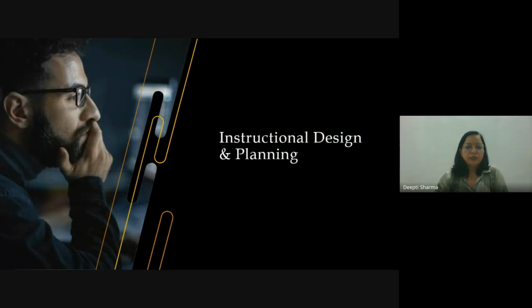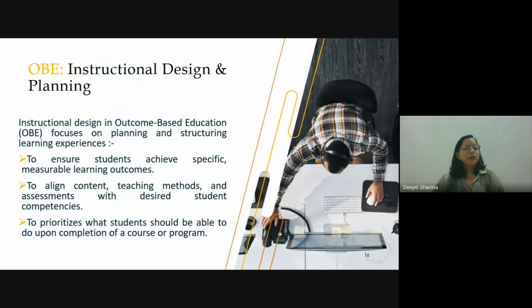And now the next thing is instructional design planning. So how can we plan? Instructional design in outcome-based education focuses on planning and structuring the learning experience to ensure the student achieves specific measurable learning outcomes. The learning outcomes we have already specified. Now the student is going to achieve that specific measurable outcome. Here the word measurable is very important, because we are going to measure these learning outcomes with the help of direct assessment patterns and indirect methods.